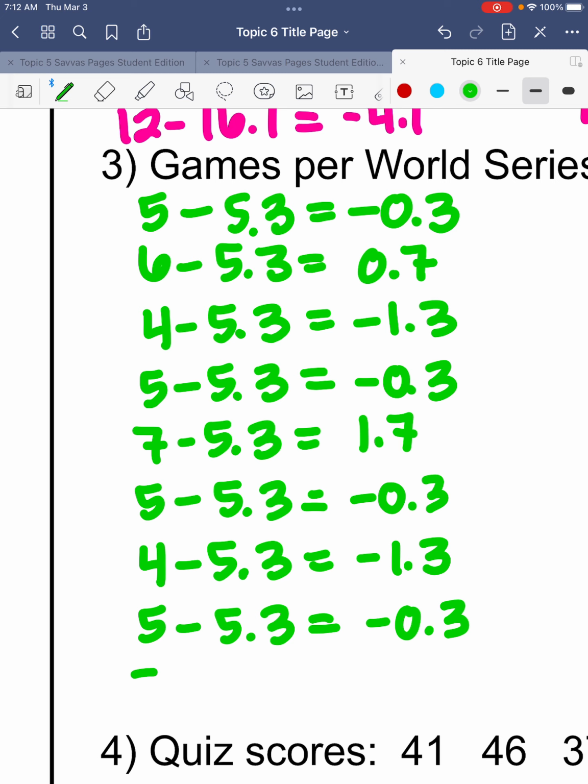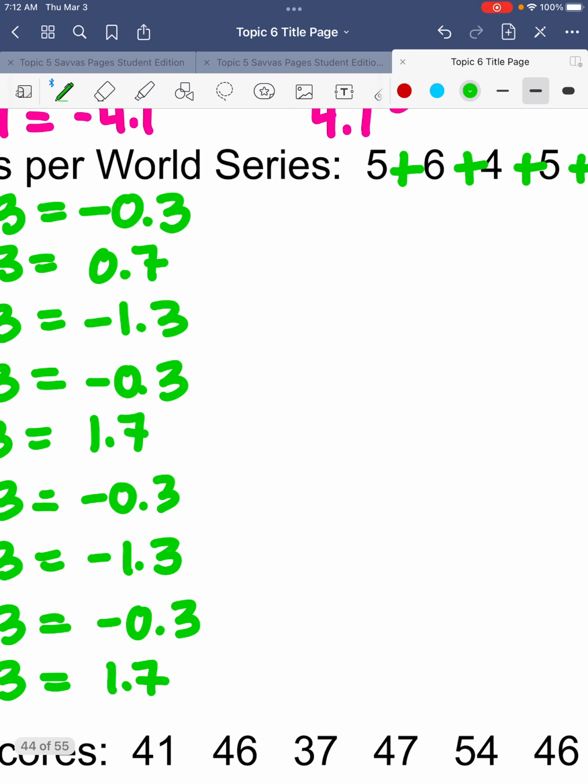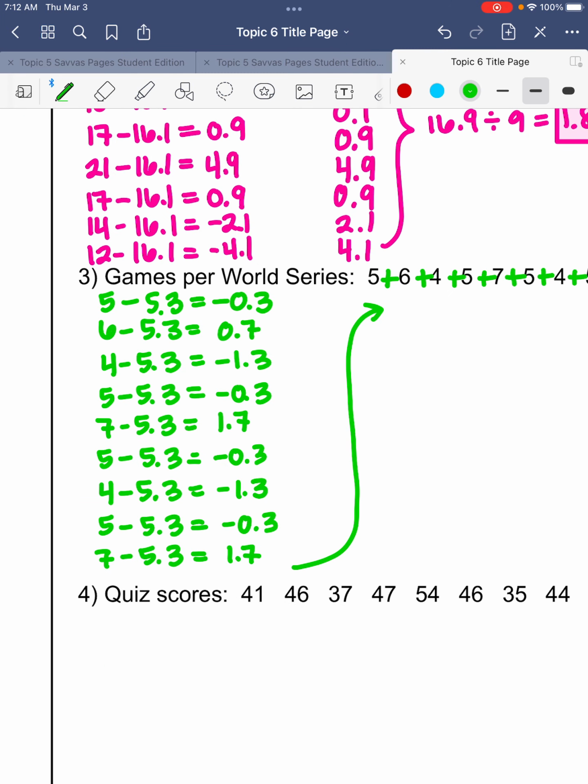Then I have a 7. 7 minus 5.3 equals 1.7. And I've got to continue. So after that, I have a 6. 6 minus 5.3 is going to be 0.7. And lastly, I have a 4. 4 minus 5.3 is negative 1.3.